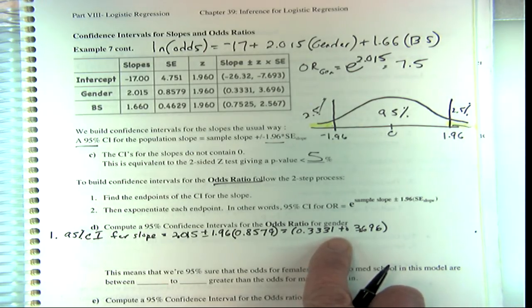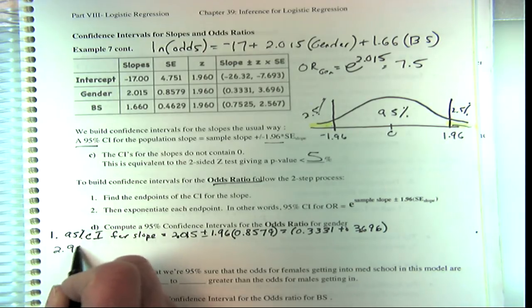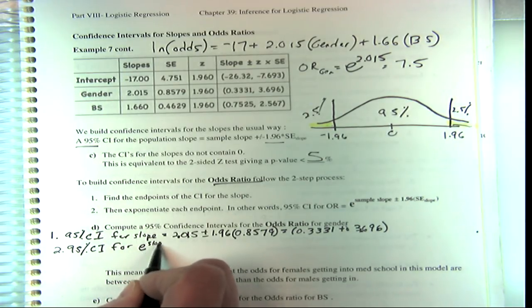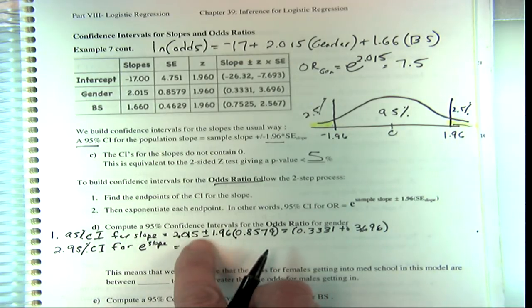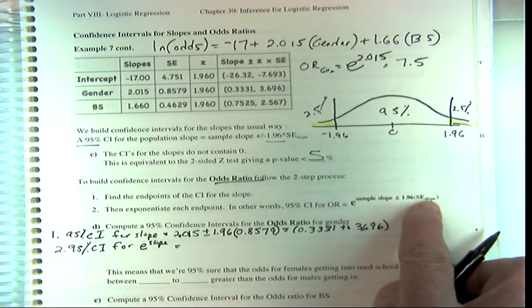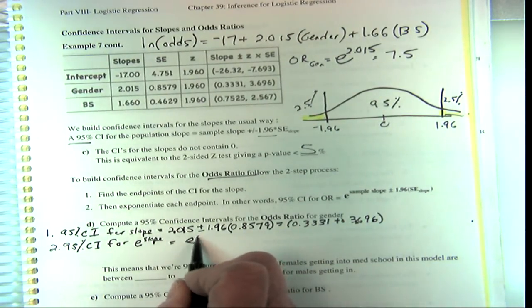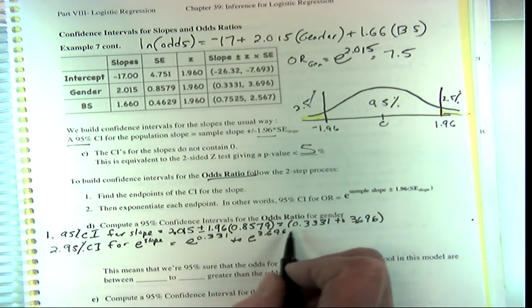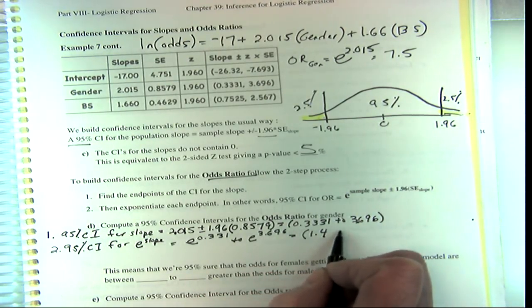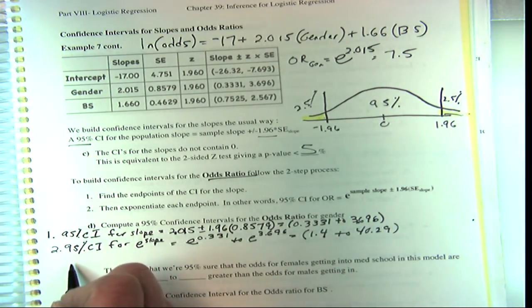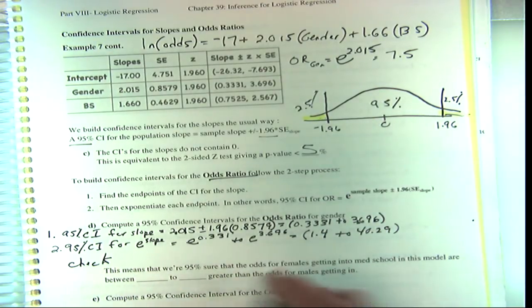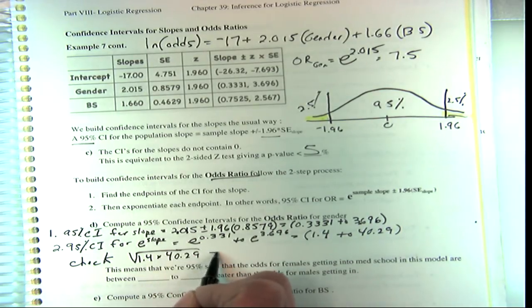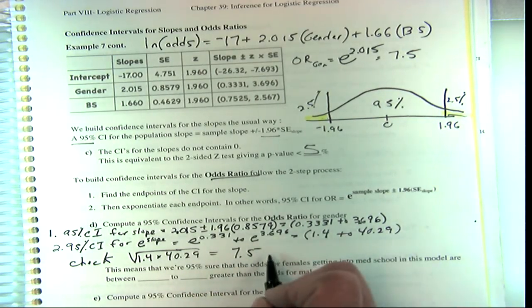And so then what are we going to do for the odds ratio? For the odds ratio, the 95% confidence interval, not for the slope but for e to the slope, it's just e raised to all that. That's what I did here. So e raised to this endpoint, e to the 0.331, to e to the 3.696. And then I got 1.4 to 40.29. And then you can check that it's the odds ratio: if you take the square root of 1.4 times 40.29, it is equal to 7.5, about, within rounding error.